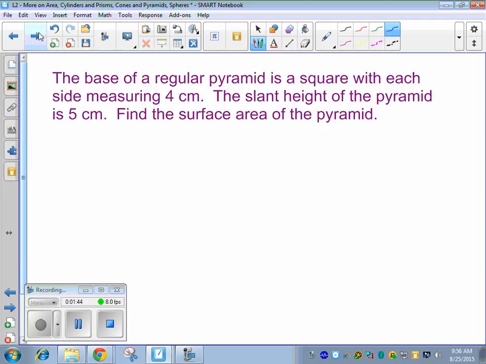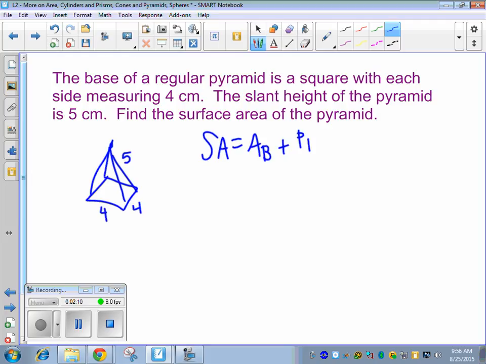Alright, so let's try a couple problems. So the base of a regular pyramid is a square, so we might want to draw a picture here. So we have a square base, meets at a point, like that, with each side measuring 4 centimeters. So each of the square sides is 4. The slant height of the pyramid is 5. Find the surface area. So the surface area for either a pyramid or a cone is this formula right here that we just talked about.